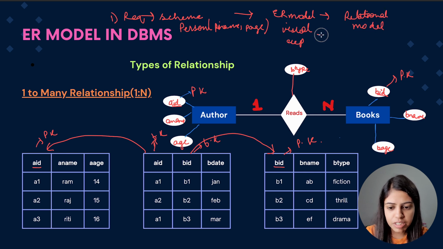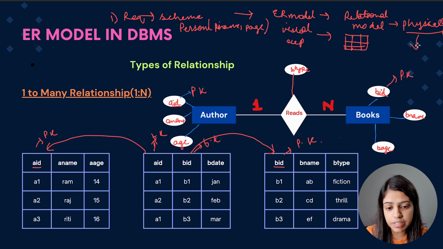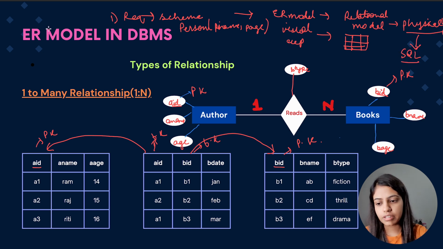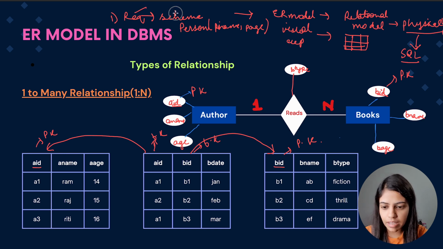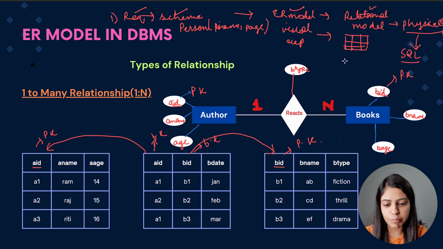That is basically from this visual representation we implement it in tables. And to do it physically, we use a language to do the physical implementation. We use a language that is called SQL. So this is the format which goes ahead. So now I have the requirement, I have the schema, I have drawn the ER model. Now I'll turn the ER model into relational model, that is into tables.